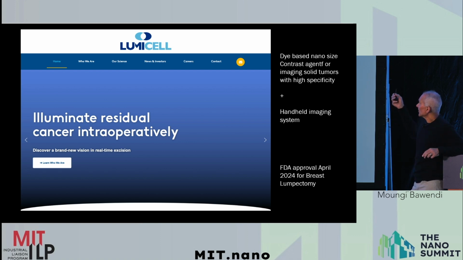We combined it with a handheld imaging system that came out of our work on being able to see single quantum dots. We knew how to do things very sensitively. And I'm happy to say that after a long period, this company finally got FDA approval for fluorescence-assisted surgery back in April. So now they're busy scaling it up and hopefully going to a commercial product for helping breast cancer patients very soon. Basically, first quarter of 2025.